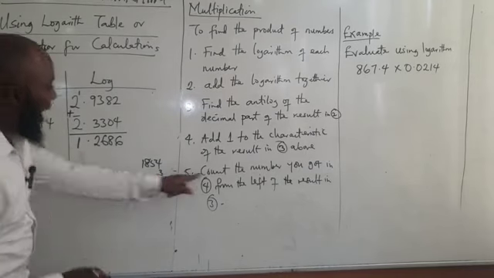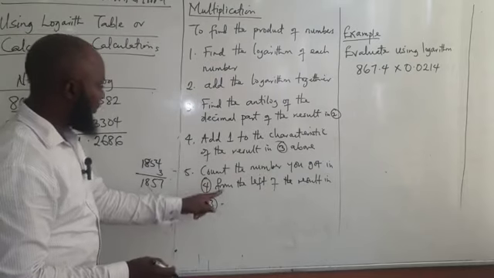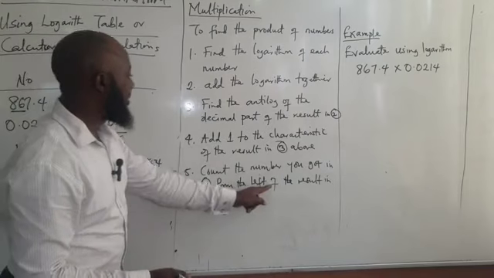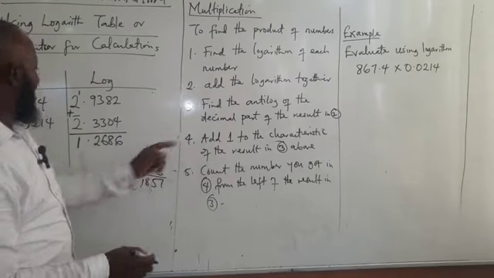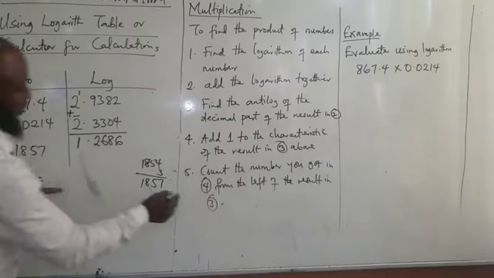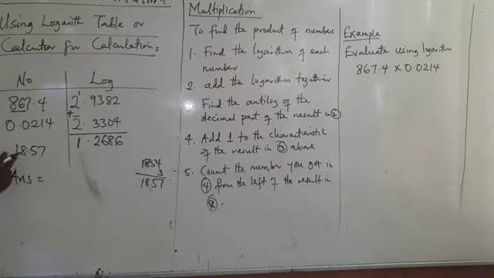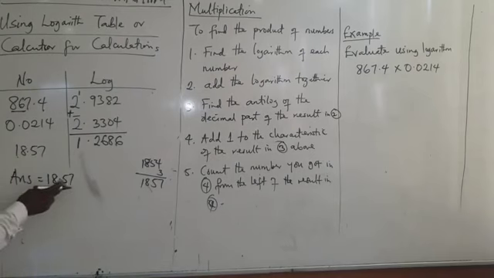So we are now going to count the number you got in step 4, from the left of the result in 3. We are going to count 1, 2. We now put our decimal point here. So that means our answer will be 18.57. Am I with you? 18.57 will be our final answer.